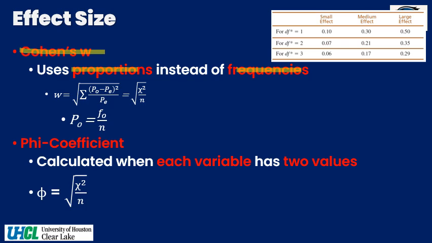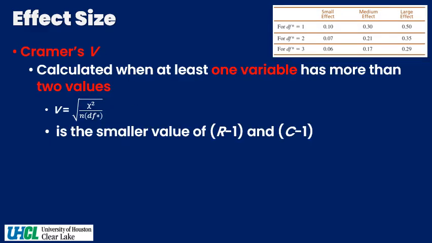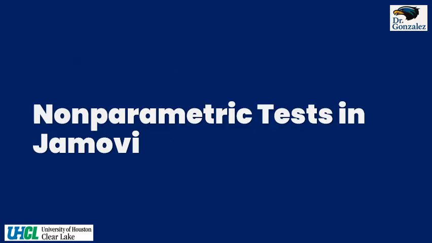Again, it's in Jamovi. We can also calculate a phi coefficient, where this phi, the Greek letter phi, is calculated when you have each variable with two values. And then we have one more. The third one is a Cramer's V. Cramer's V is calculated when at least one variable has more than two values. All right, so let's go over how you would calculate all of these lovely chi-square tests in Jamovi.